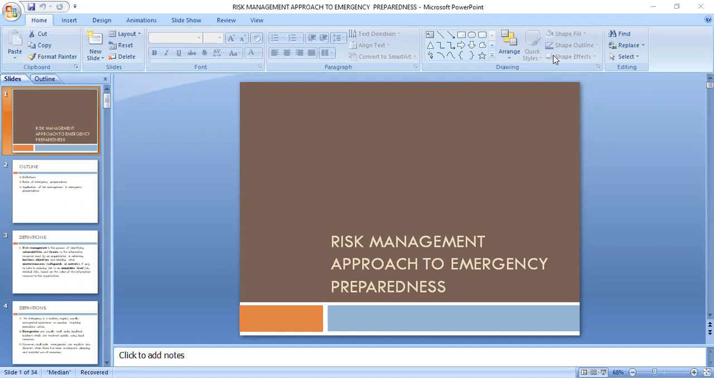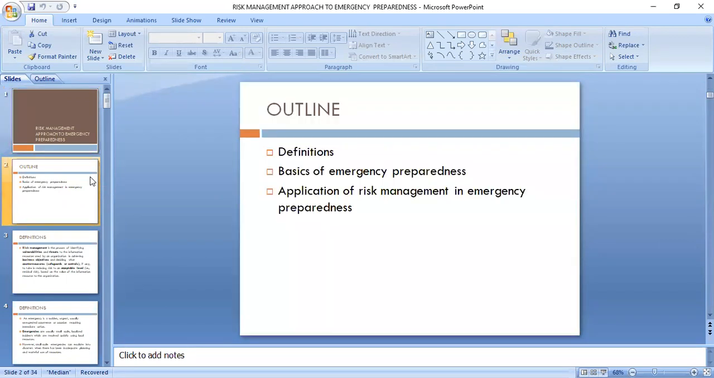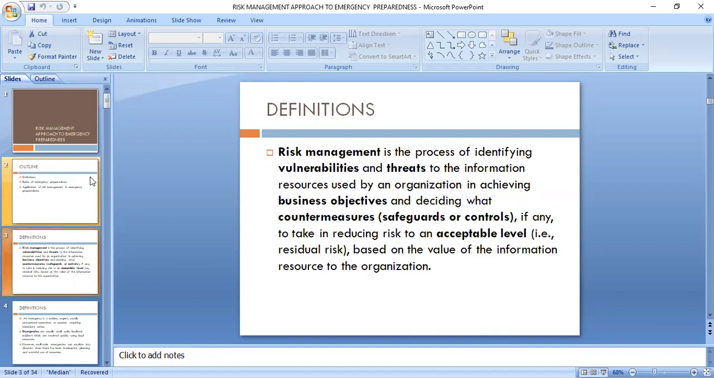Okay, so we're looking at risk management approach to emergency preparedness. In this training, we'll be looking at some definitions. Then we'll look at basics of emergency preparedness. Then we'll look at application of risk management in emergency preparedness. So let's start. We'll start with risk management.